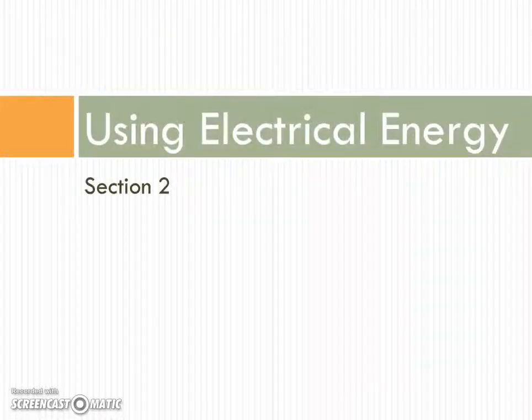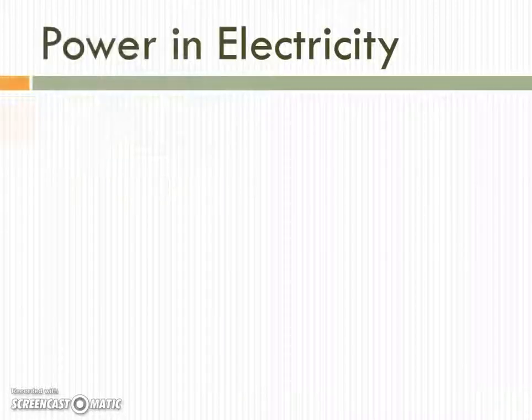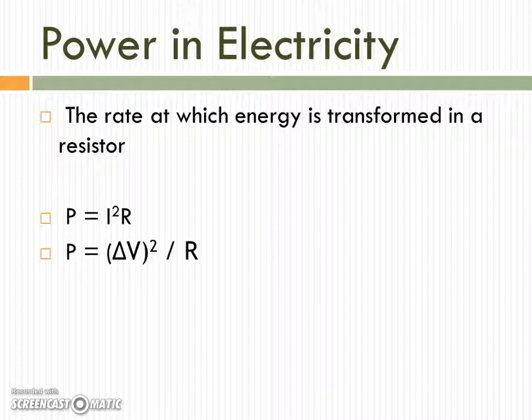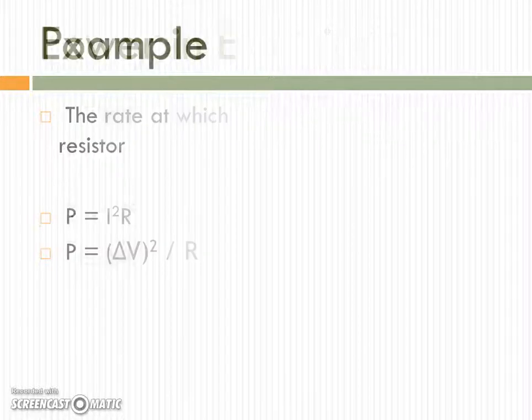So section 2, how we use electrical energy. We talk about power and electricity. Power is the rate at which energy is transformed in a resistor. So P equals I squared R, or we could write it as P equals delta V squared over R. Both of those would be correct, and I do believe both are on your reference packet, but you can double check to be sure.